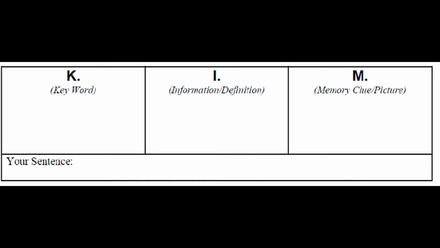Next thing you have keyword, information or definition, memory cue or picture, or the next box is going to be your sentence. So let's take a look at a few words that we have here. First word that you're going to look for is squarely.